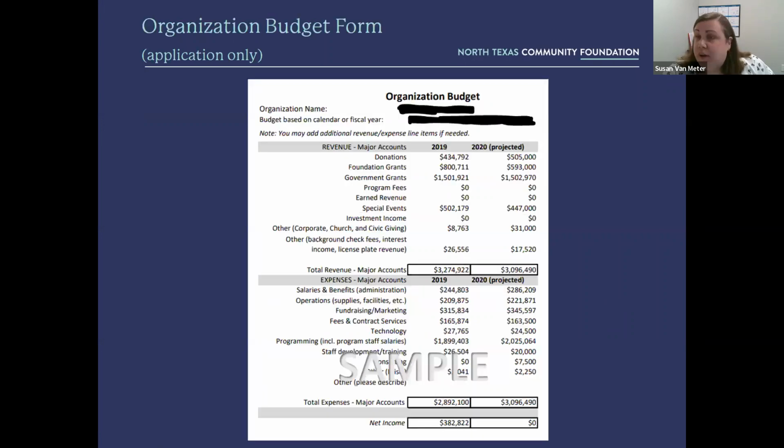You also have the ability to submit your organization budget. In the application, you'll see a link to a one-page organization budget. We do encourage you to use that link. It is very difficult for the grant committee members to read 5, 10, or 20 pages of your organization's budget. And this is a very small condensed version of your budget, and is much easier on the grant committee members to review in that process.